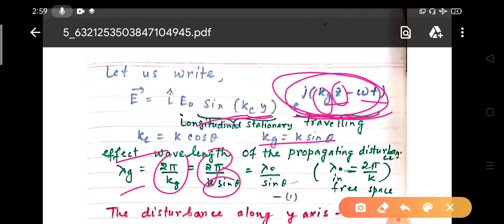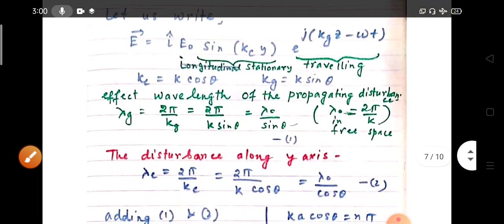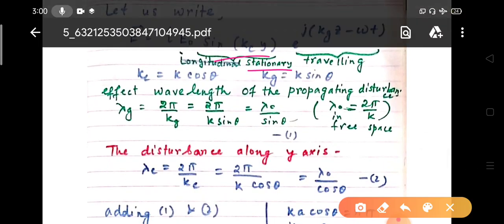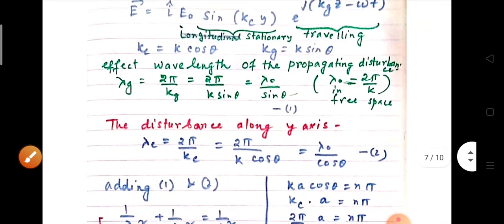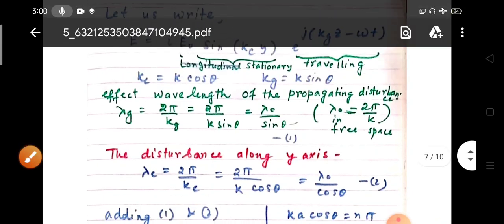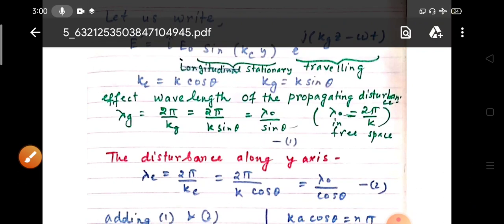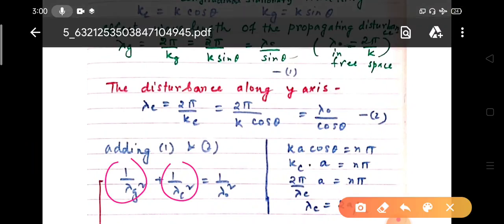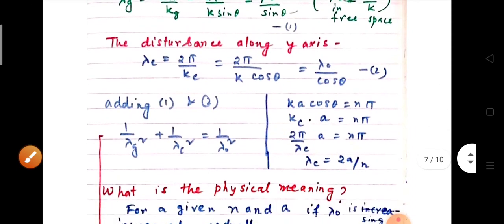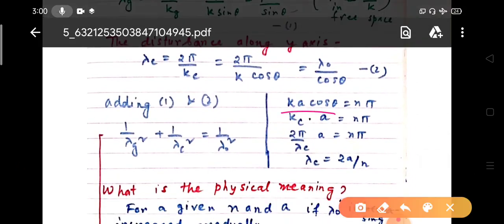So 2 pi by k, if it is the free space wavelength, that is lambda naught, it should be lambda naught divided by sin theta. Now the stationary disturbance along the y-axis should be lambda c equals 2 pi by kc, so 2 pi by k cos theta, or lambda c equals lambda naught divided by cos theta. So we are taking two effective wavelengths, one along the z direction and one along the y direction, and from these two wavelengths we get 1 by lambda g square plus 1 by lambda c square equals 1 by lambda naught square.